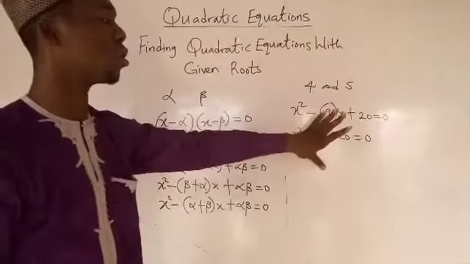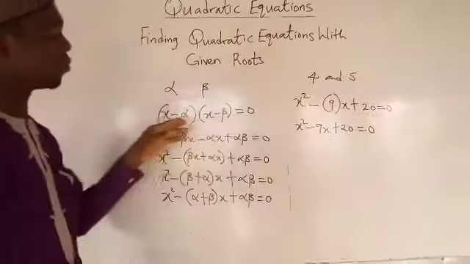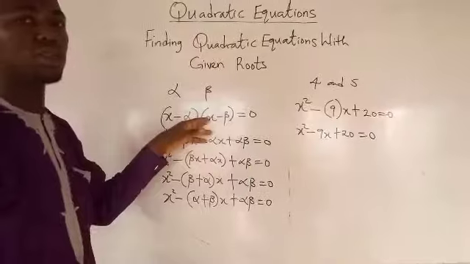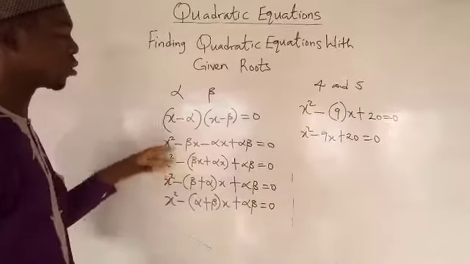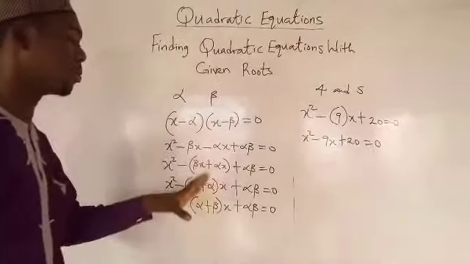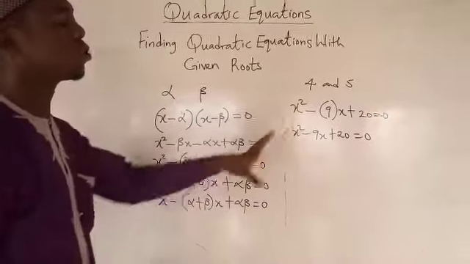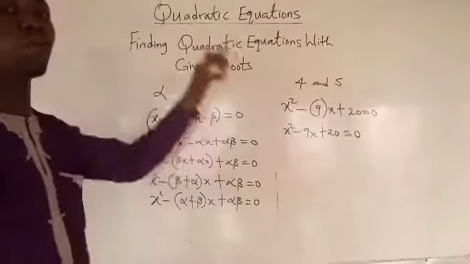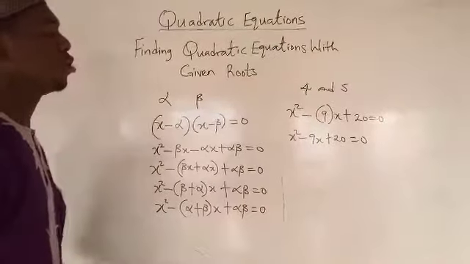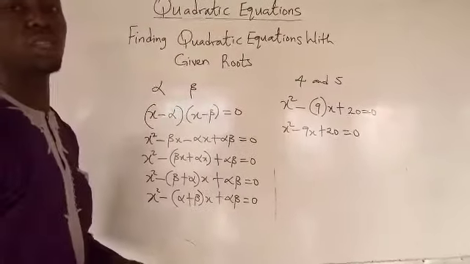So this saves us time instead of using this. We don't have to go through the stress of opening the brackets, collecting like terms, and simplifying. So this is how to get the quadratic equation from the given roots. We'll look at some other examples in the next lesson.